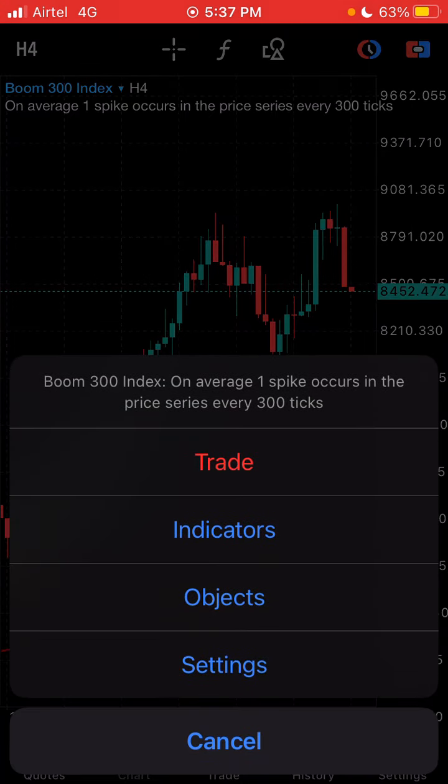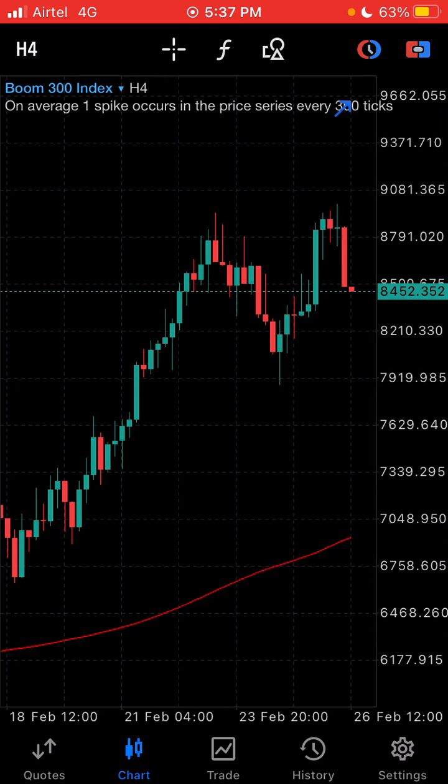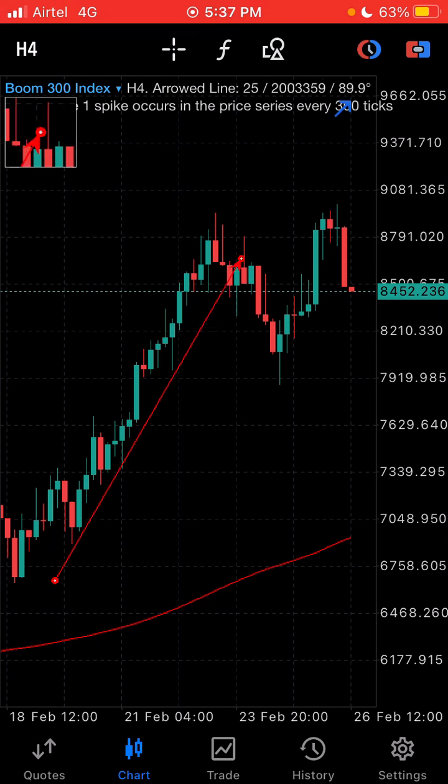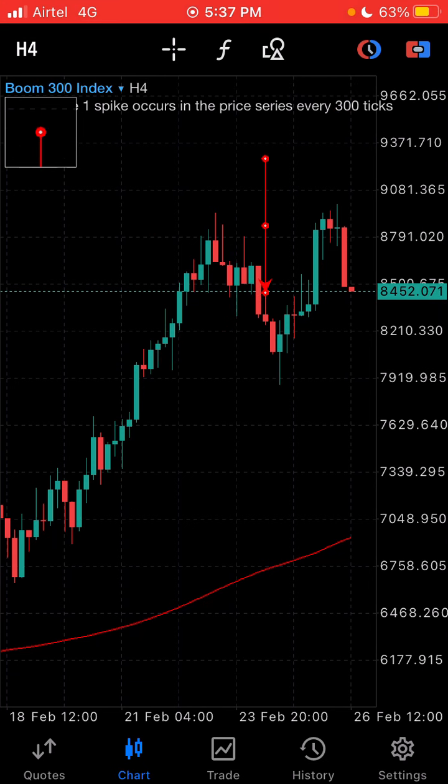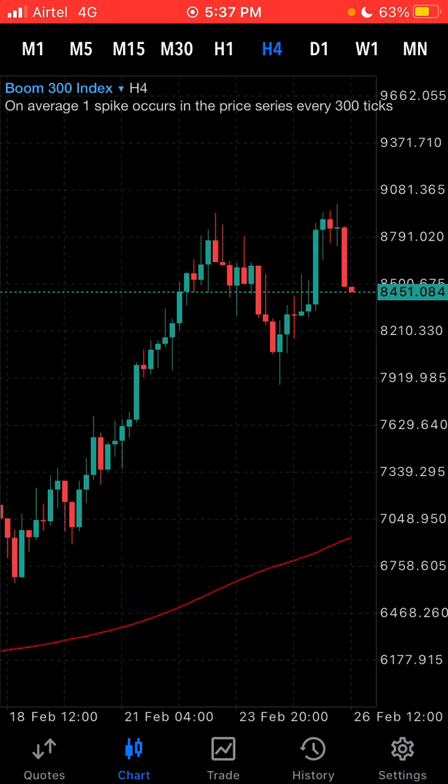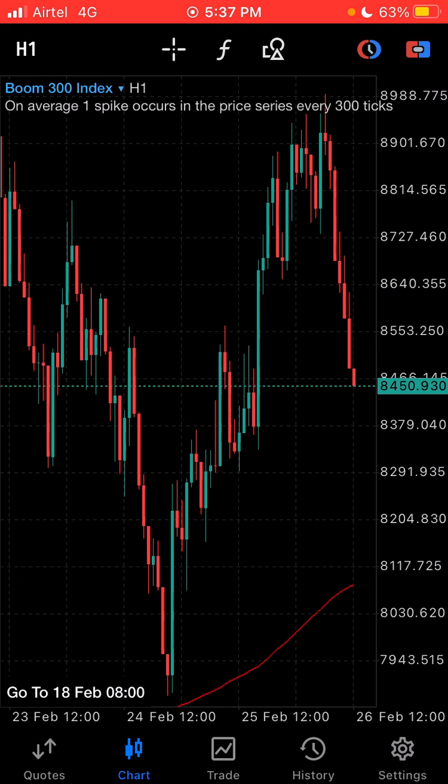If you see this area, we have a pullback. After the market trended upward like this, the market gave us a pullback here. This pullback was an entry for us. We waited for the market to break out of this pullback, then we took a buy opportunity yesterday. Let me show you what happened. If you go to a lower time frame, let's go to the 1 hour time frame.